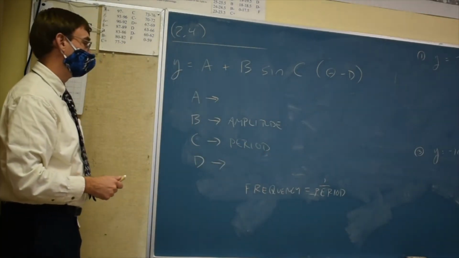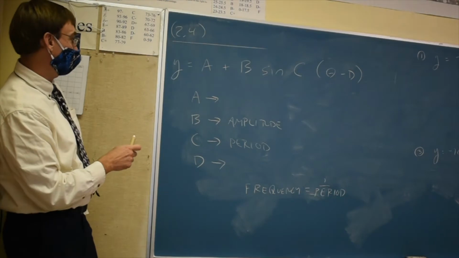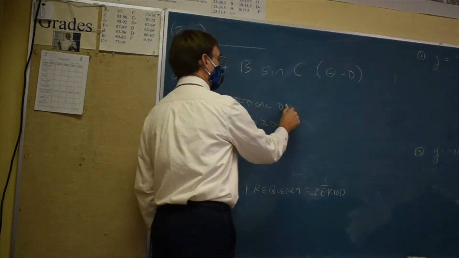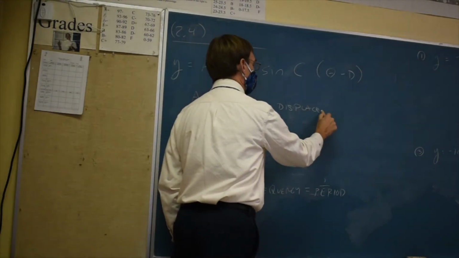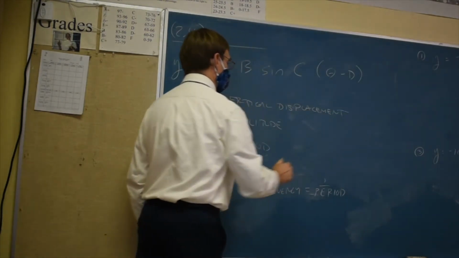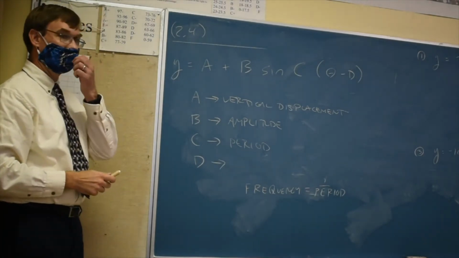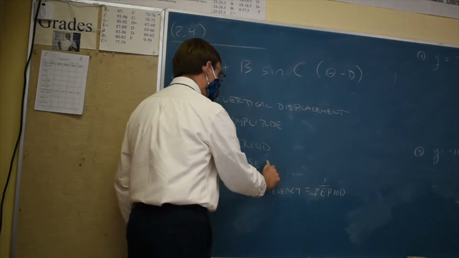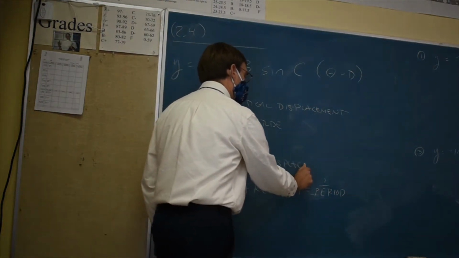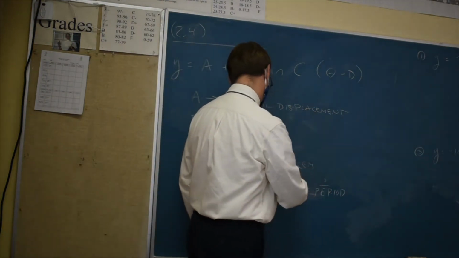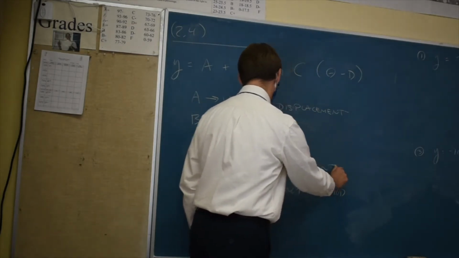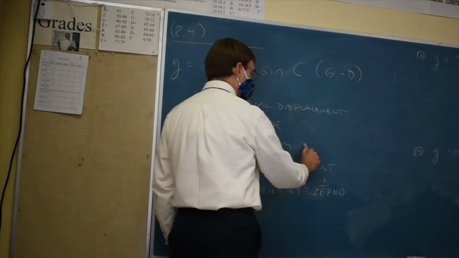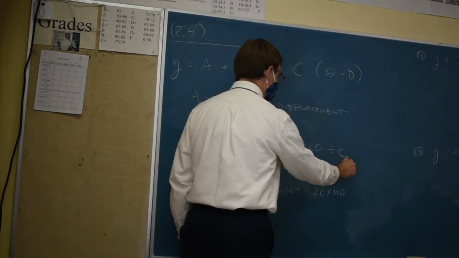Another thing. Vertical displacement. Vertical displacement is the A. Leaving us the D. That is called the phase displacement. Which one of those four involves math? C. How do we get the period? 360 divided by C.